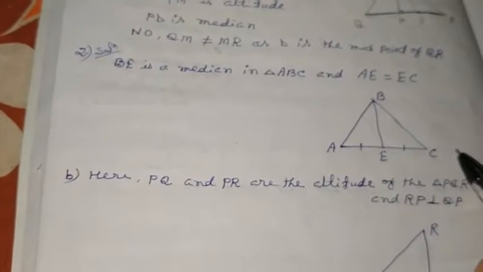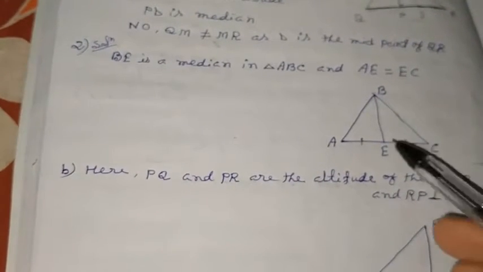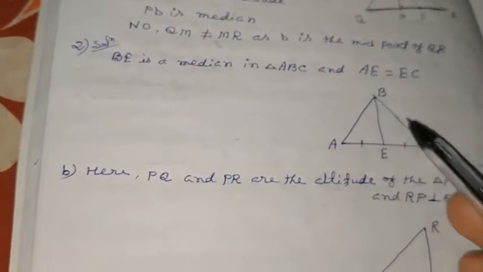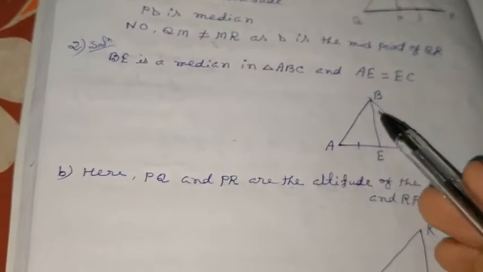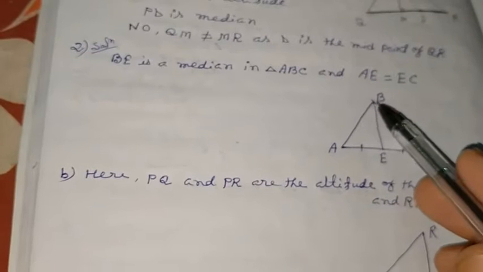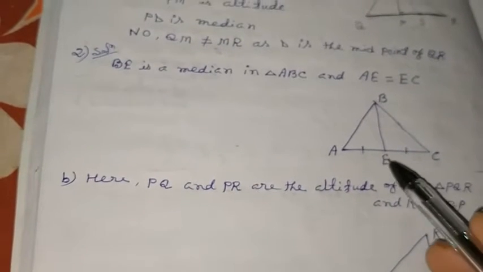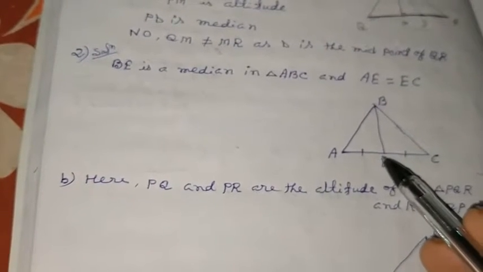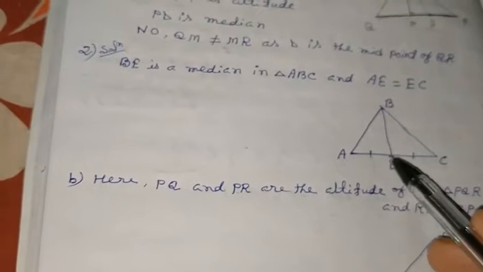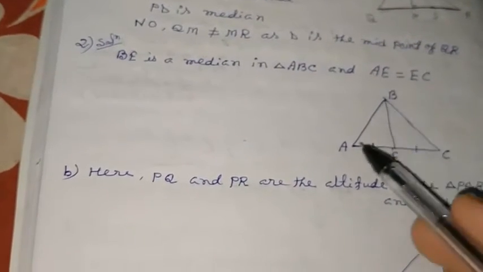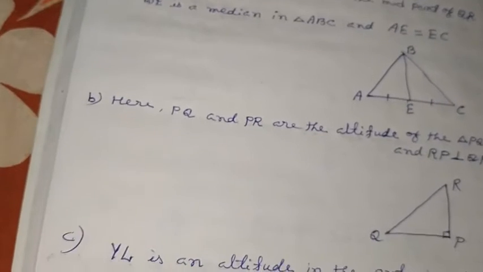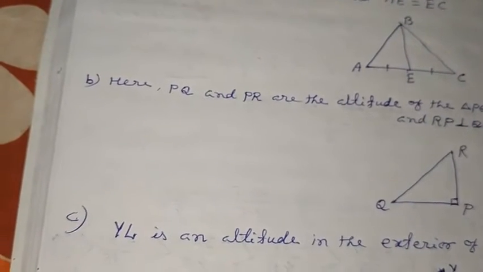Now BE is a median. BE is a median. So you have to draw BE as a median. ABC is the drawn triangle, and BE is a median. So B is a vertex, and B's opposite side is AC, and the midpoint of AC is E. So join BE. So BE is the median of this triangle. Okay. Number B, in triangle PQR.